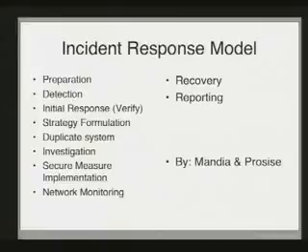Once we get this, we have a strategy formulation where we say, okay, this system is fairly critical, we can't take it down, so let's use this approach, or it's not critical, so we'll go through this method. Duplicate system: again, it's the same process we saw before, using dd to copy it. This is a specific item in this model. Investigation: we search for evidence, using various techniques to find evidence of the incident. Secure measure implementation is basically taking other measures to secure the system or other systems like it. Then network monitoring, recovery, reporting. Again, these are all basic things to make sure this doesn't happen again, so we can recover the system or monitor things to prevent further damage.